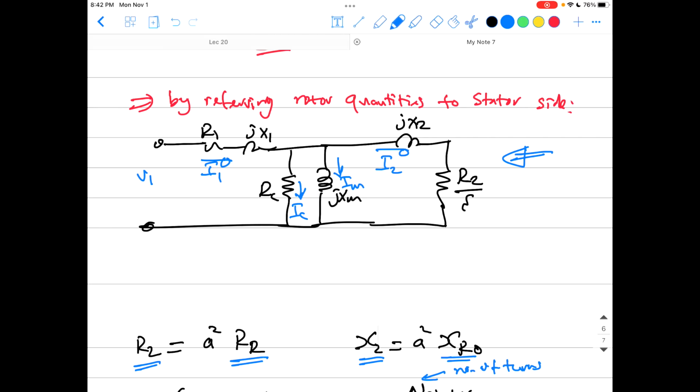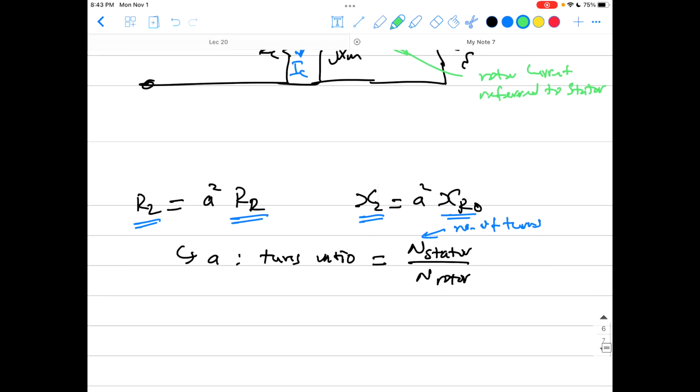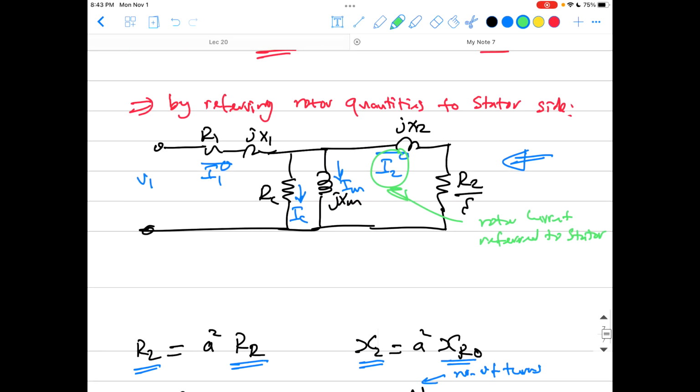Okay? By the way, this also will be this current, rotor current, referred to stator, okay? So if you want to find the actual current, you should refer it back to the rotor, okay? But we'll not play with this as much, okay? Because we can deal with those referred values all the time. I will just be fine with this, okay guys?